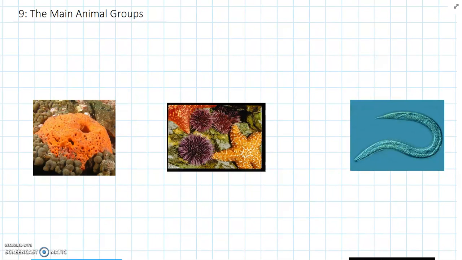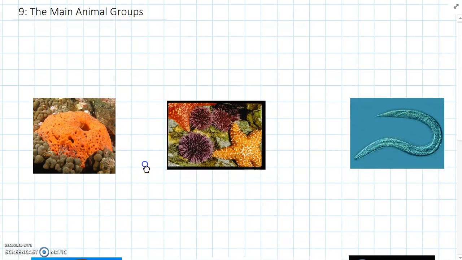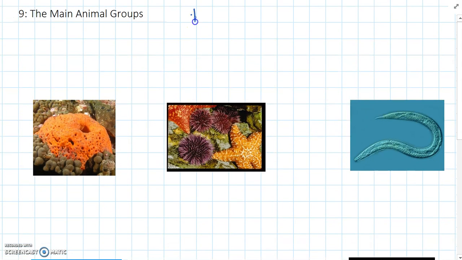We're now going to go into quite a bit of detail about the different types of animal groups. So we're within the kingdom Animalia, in our 7 levels of taxonomy. We're in the animal kingdom.